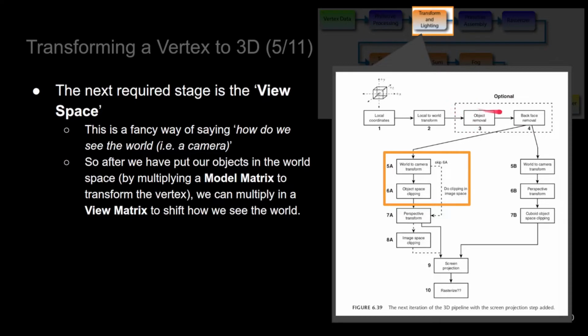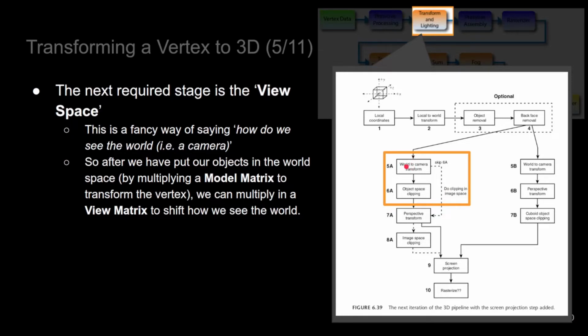Now, there are some optional steps that I've skipped here, like object removal, meaning, hey, we just don't want to deal with this object. And then other things like backface removal, which would mean, hey, if I have a triangle, only render the first side. I don't care about these as much, so we're just going to move down here, which is the next step, which is the view space, okay? That's what I've highlighted here, 2 different steps here.